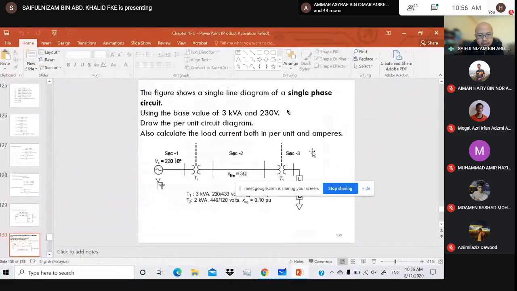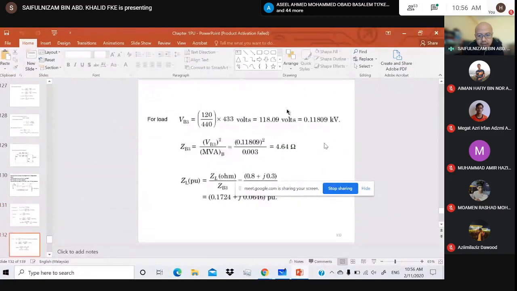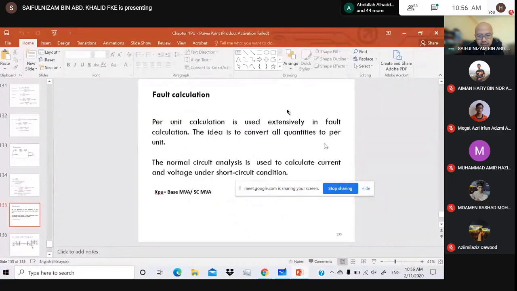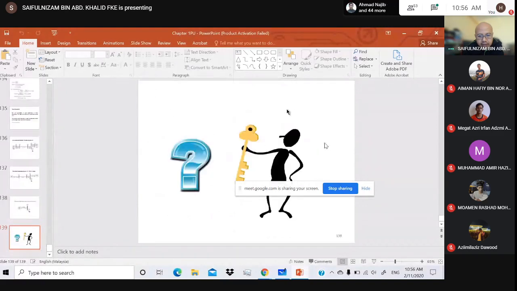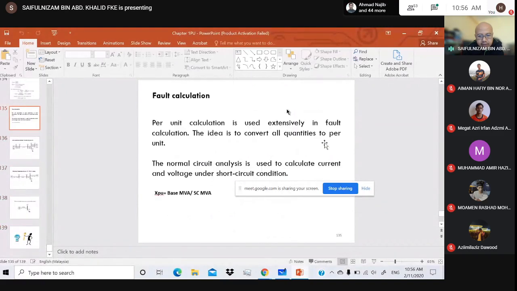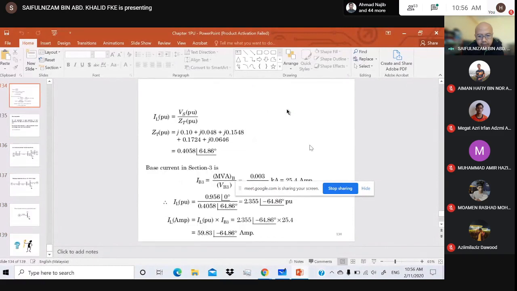So this is our remaining exercise, right? Another 1 and 2. I think by this we can finish it, for calculation. All right, I think we can finish on Wednesday, right? The per unit part.